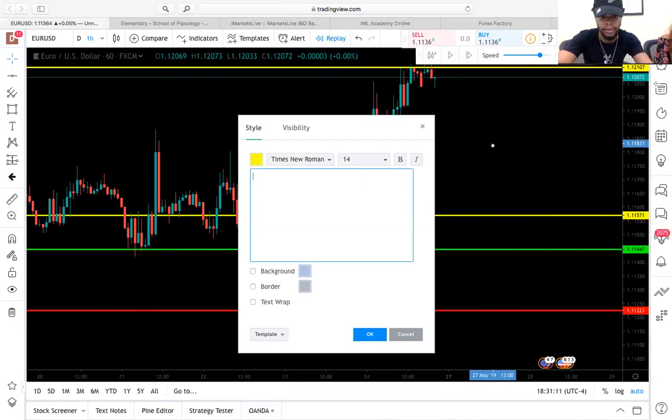Reject that zone. Or it's going to break and retest. Those are the two things it's going to do on its own.